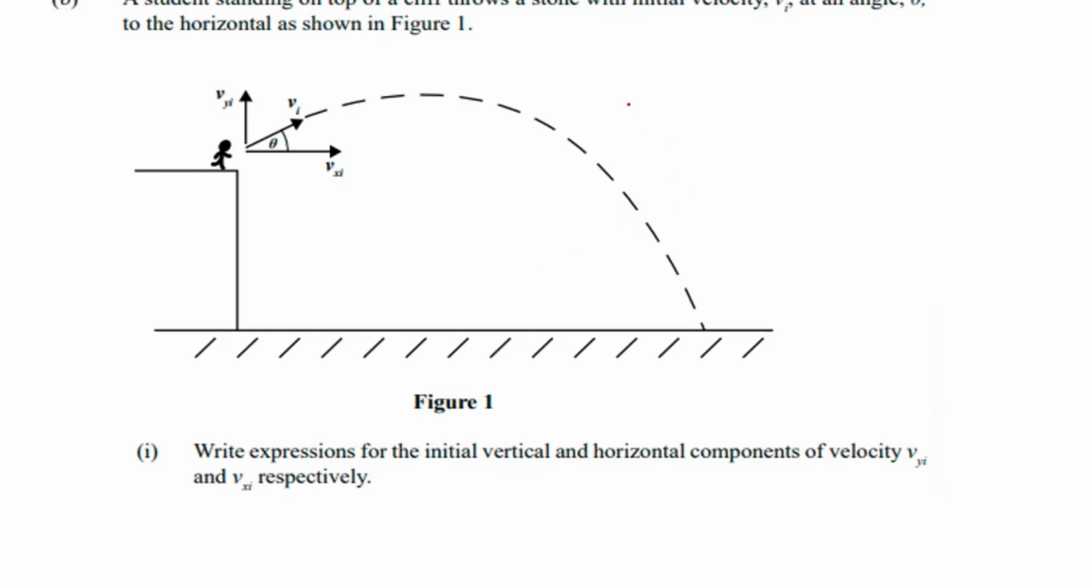So for the vertical component, v_y initial, that will be the initial vertical component. That's going to be v_i sine of theta. Then v_x initial is going to be v_i cos of theta.